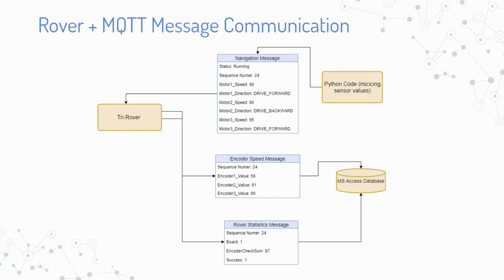Here is an overview of how the rover communicates with the MQTT server. First, I have a Python script that publishes the speed commands every 100 milliseconds. Then my rover subscribes to that message and uses that value to power the motor. The rover publishes the speed readings of the encoders every 100 milliseconds to the server. It also publishes the statistics of the encoder messages that it is trying to send. Then the encoder speed messages and statistics are saved in an MS Access database.